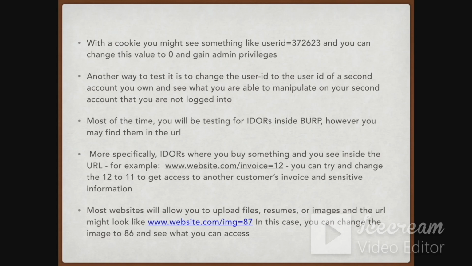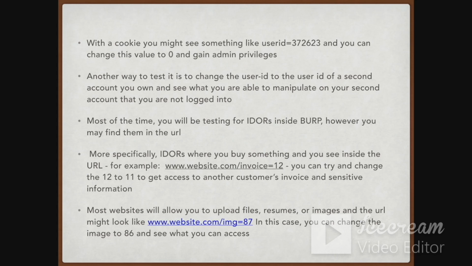And so when we're testing, we're going to be using Burp. This is going to be where we're at the most. Sometimes you will be able to see these in a URL. For example, if we have this example here, www.website.com, and let's say you have an invoice, you just purchased something, and it says your invoice number is 12. In a URL, you can just change this 12 to an 11 and see if you can access another customer's invoice. And if you could, this would be a sensitive information disclosure. It's something you shouldn't be able to access. And that would be a simple IDOR.